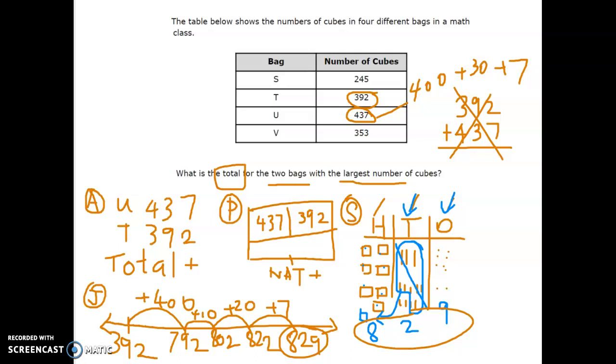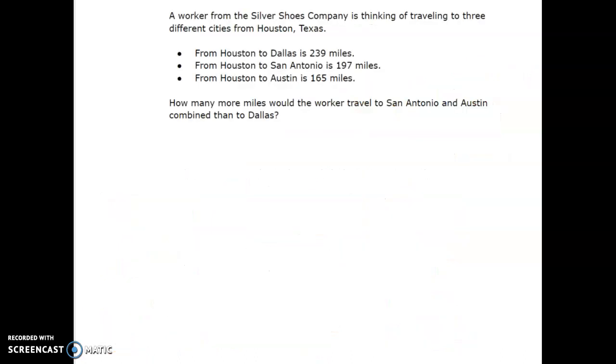Let's look at the next problem. A worker from the Silver Shoes Company is thinking of traveling to 3 different cities from Houston, Texas. From Houston to Dallas is 239 miles. From Houston to San Antonio is 197 miles. From Houston to Austin is 165 miles. How many more miles would the worker travel to San Antonio and Austin combined than to Dallas?